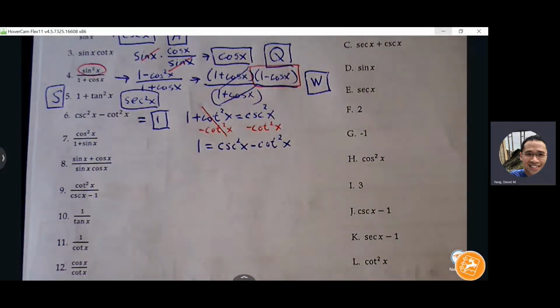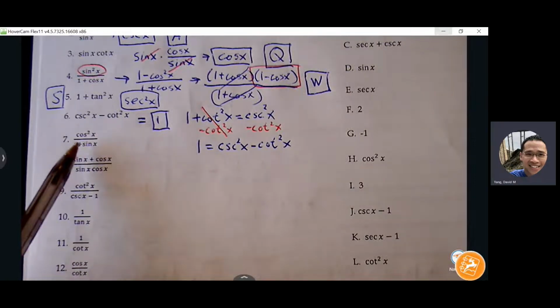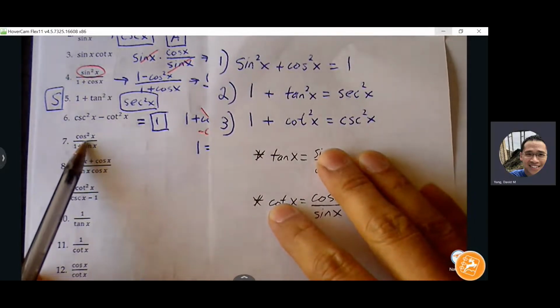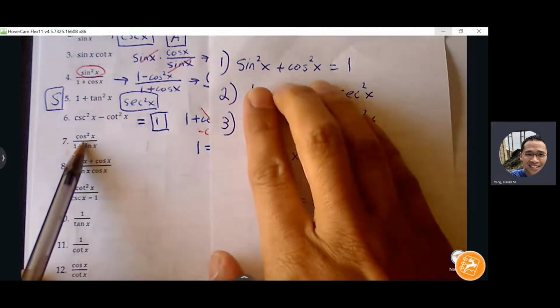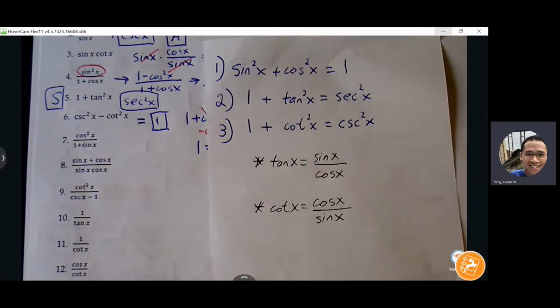Okay, number 7. Cosine squared over 1 plus sine squared. Normally I would say let's get everything in terms of sine and cosine, but it's already in terms of sine and cosine. So there's nothing much that I can cancel out. And there's not much I can do with that 1 plus sine x. But whenever I see a trig function that's squared, I'm always thinking maybe there's an identity that can allow me to make some progress.